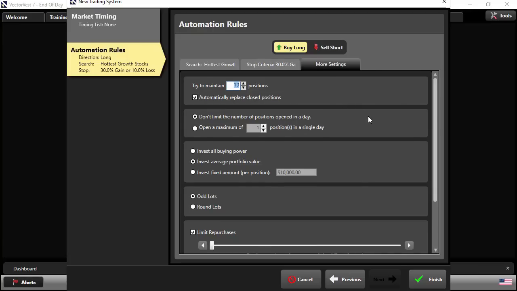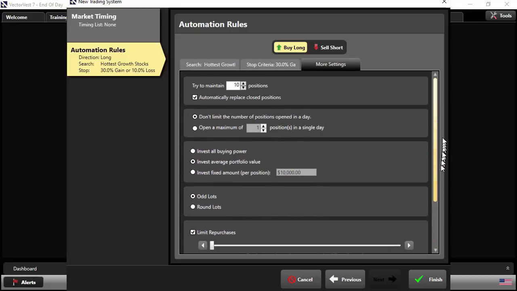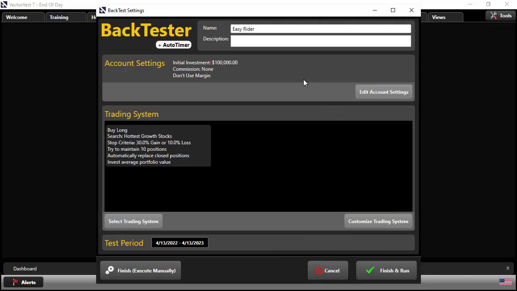Under more settings, we're doing 10 stock portfolios, automatic replacing, and we'll just leave all of the default settings. Let's click finish. Let me get more specific in the name of this portfolio because I'm going to run multiple tranches. So 30-10 was our stop. 10 stocks. Now let's set our date range.